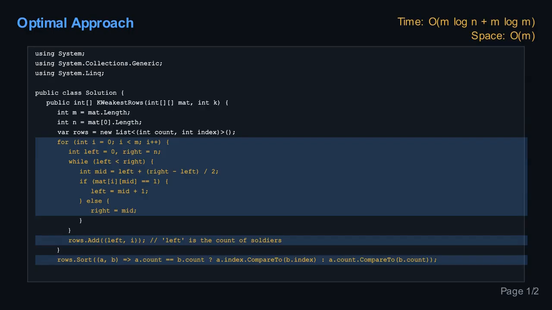We store this count and the row's original index in a list, just like the brute force, then sort this list based on the same criteria, soldier count then index. Finally, we extract the first k indices.